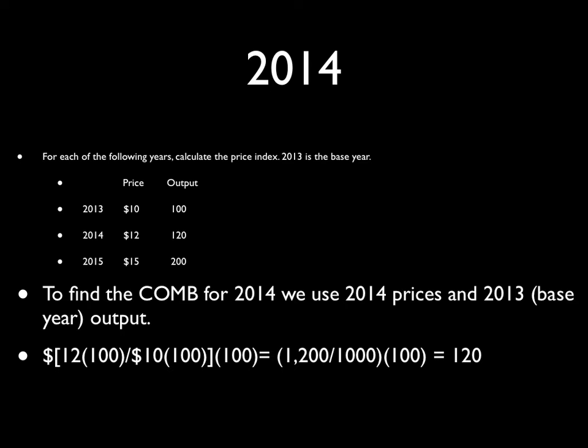2014, we use again 2014 prices, 2013 output. So we do $12 this time times 100, and then that's over 10 times 100 because again that's the base year. So we come out with 1,200 over 1,000. We multiply it by 100, so we end up with 1.2 times 100, which is 120. You do not use any symbols. The answer, the price index, is simply 100 for 2013, and it is 120 for 2014. There is no percent sign. There is nothing else. There's not a dollar sign. That is just the price index is 120.